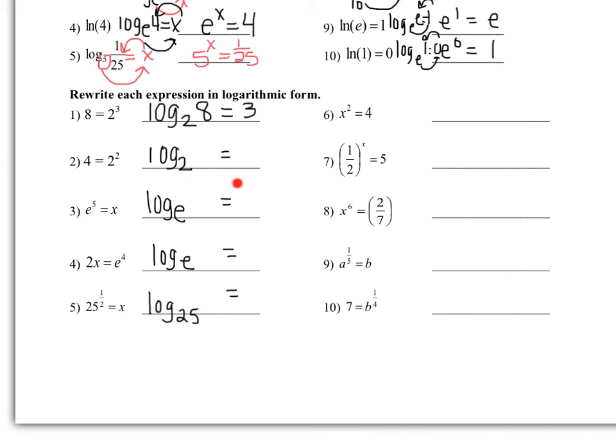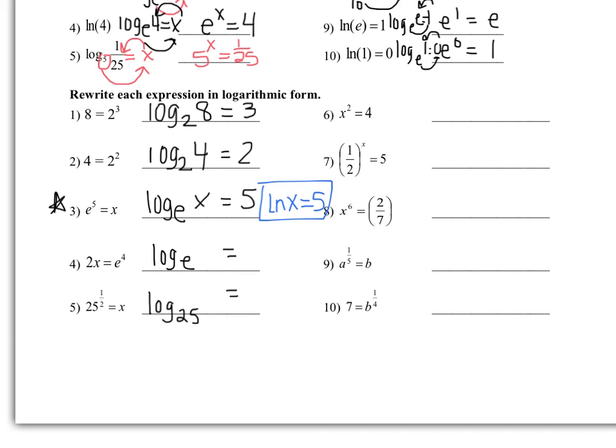Perfect. 2 to what power equals something? Well, the power up here is 2, equals 4. So 2 to what power equals 4? 2 squared, 4. Beautiful. e to the 5th equals x. So 5 and x. But this one, we don't want to write log base e. Log base e is kind of obsolete now. We use ln. So we would write this as ln of x equals 5. That would be the appropriate answer for this one.